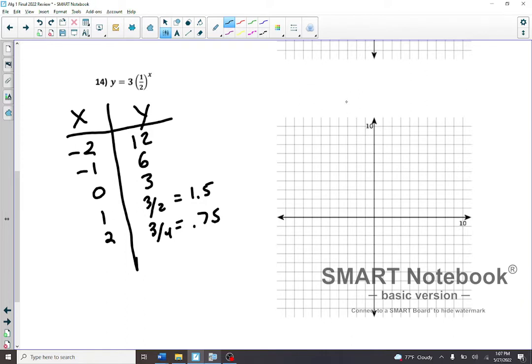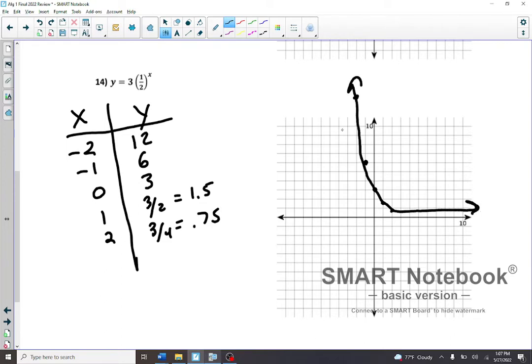So -2, 12, which would land on top of the outside. -1, 6, 1, 2, 3, 4, 5, 6. 0, 3, 1, 2, 3. 1, 1.5, so between 1 and 2. And 2, 0.75, so a little bit below 1. Exponential graphs would generally be like a curve like this.